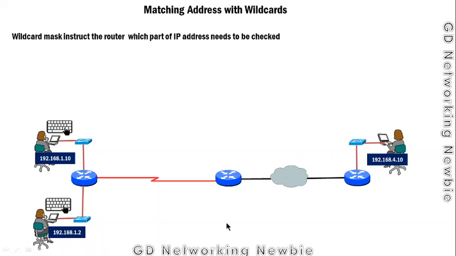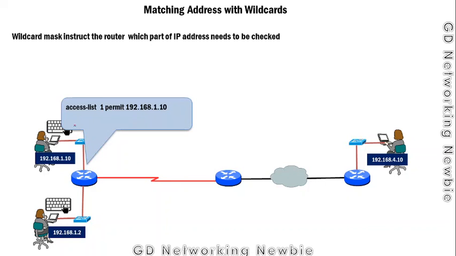One more related point we need is matching addresses with the wildcard. The wildcard mask instructs the router which part of the IP address needs to be checked. For example, we have an access control list, maybe number 1, and we say permit this one particular IP address. We want to permit only that IP address.